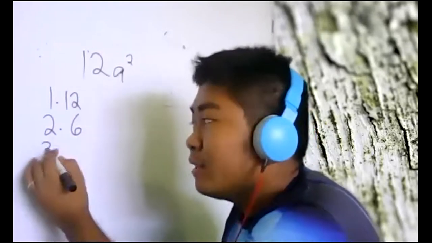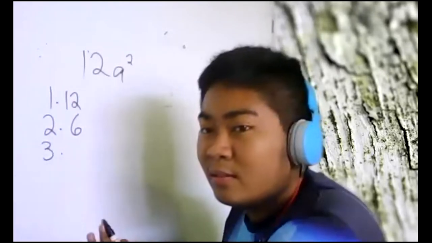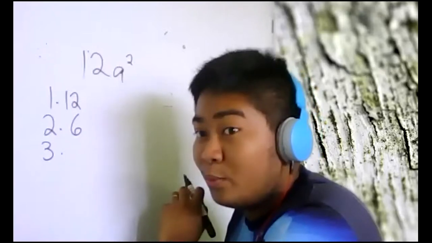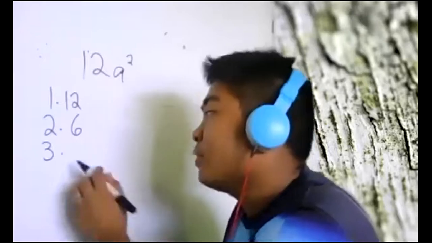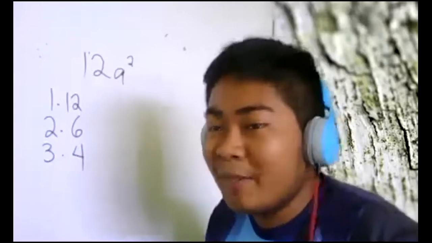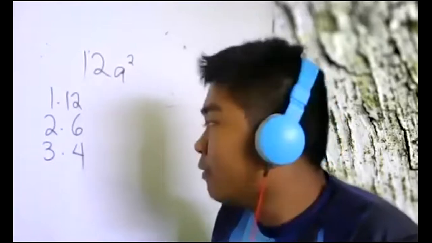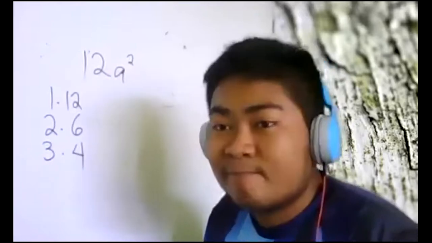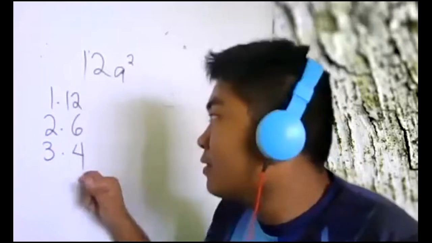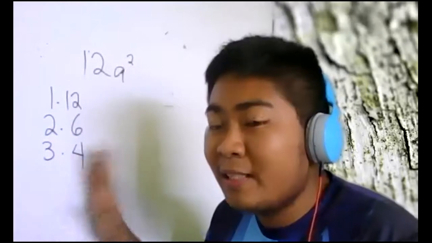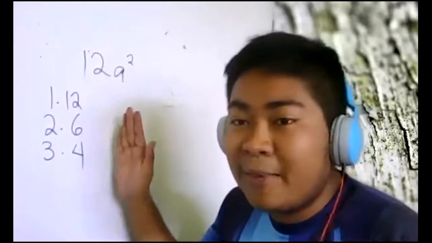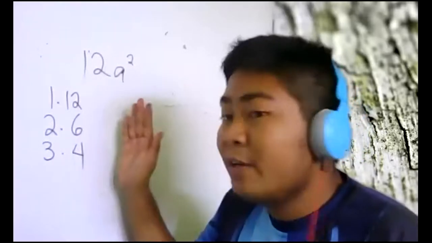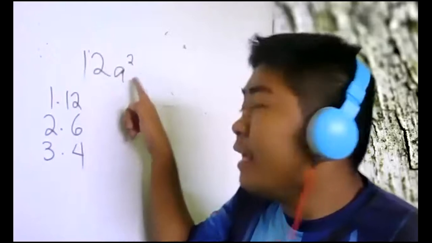We have 3 times 3? 3 times 4. 4. So meron pa ba? Meron pa bang iba? 3 times 4. Ano pa yung pwede sa 12? So, di ba ito lang? Wala na. Kasi pag 4 pataas wala naman na. Wala naman na magiging answer ng 12. So, therefore, these are the possible list of factors of 12a squared.